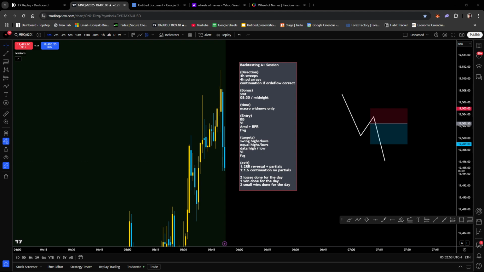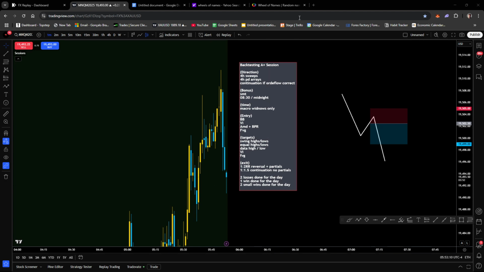Now, in addition to reversal trading, we do also trade continuations, which is very relevant to how the market's moving in 2025. You'll be seeing a lot of momentum moving towards the downside. I'm going to show you guys how I capitalize on these movements as well.